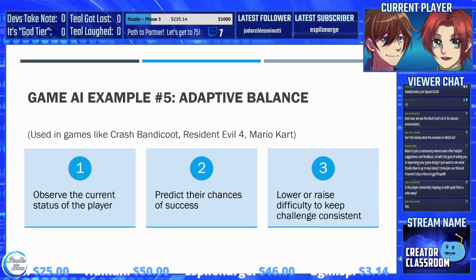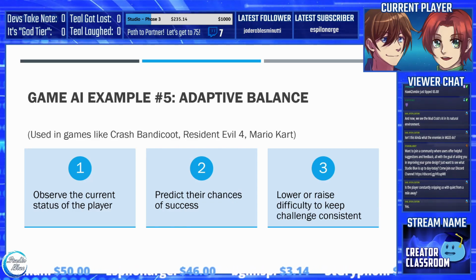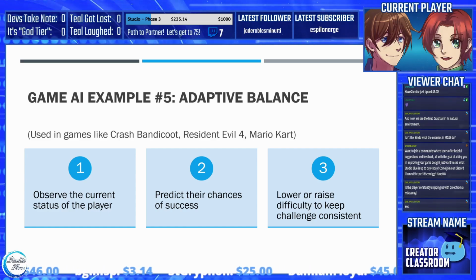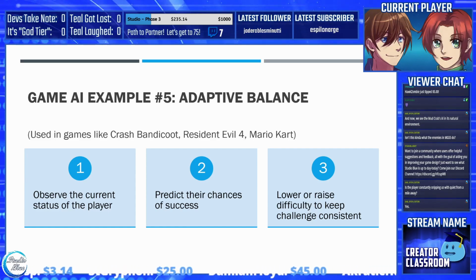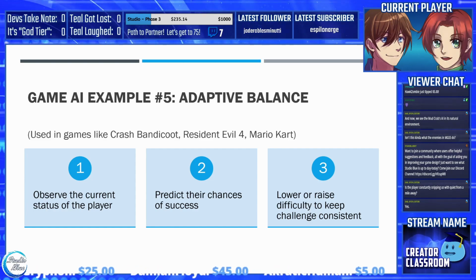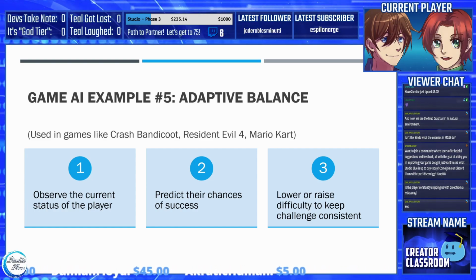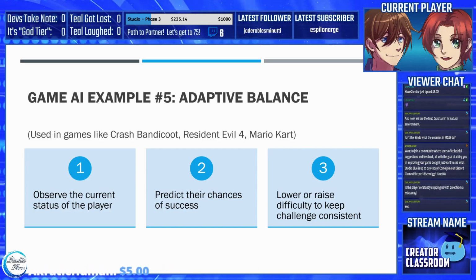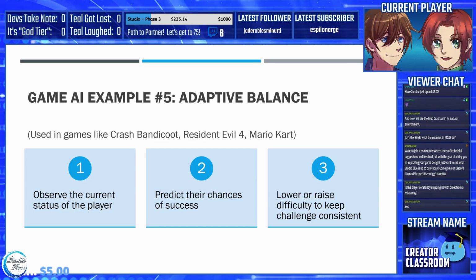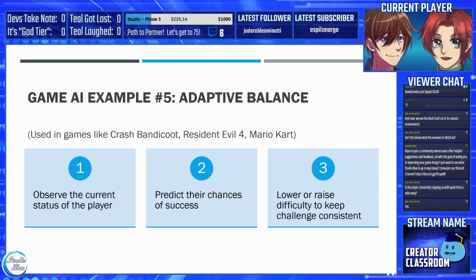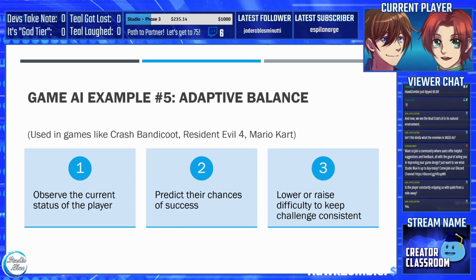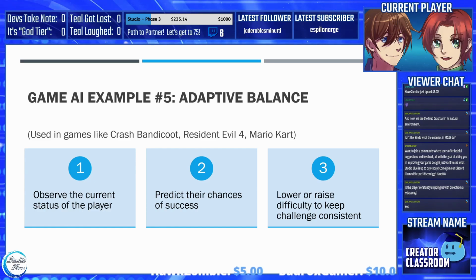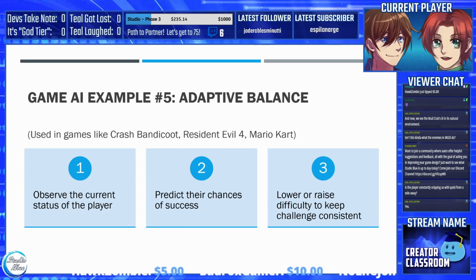Moving on to the last one, adaptive balance. This is where the game changes its difficulty curve to make your life harder or easier. Games like Crash Bandicoot did that, the very first one. Resident Evil 4 did it masterfully. Mario Kart does it. Crash Bandicoot made obstacles go slower if it was obvious the player was sucking. Mario Kart's random items are not as random as you think. They will throw out stuff that helps you if the AI sees that you're losing terribly. And then Resident Evil 4 just constantly adjusts its difficulty.